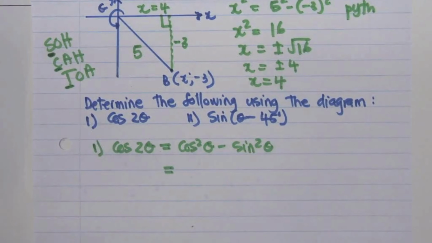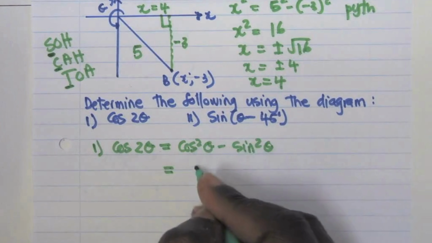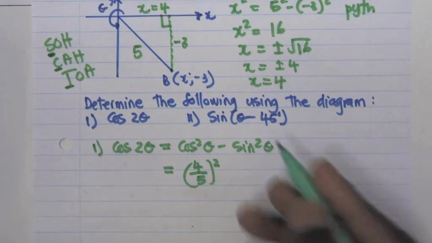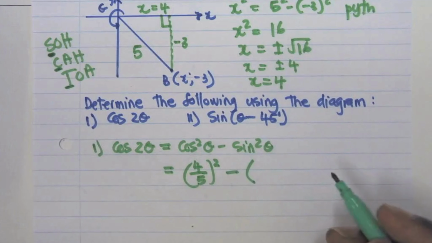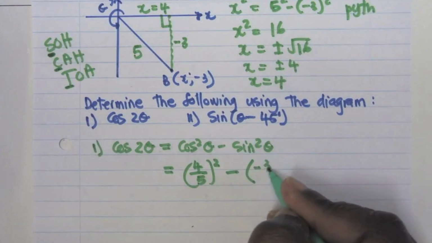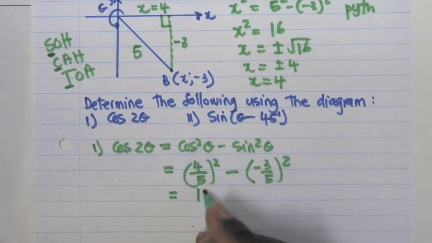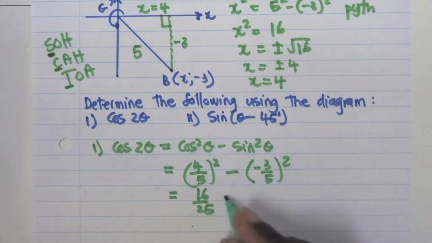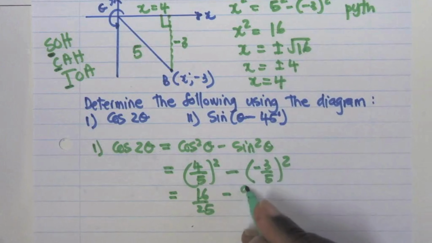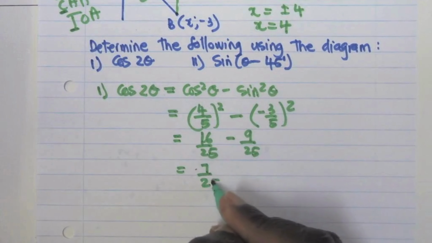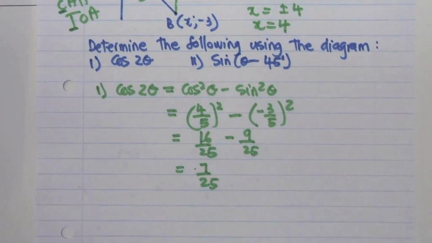Then after that, I'm going to substitute, and if I substitute, cos is 4/5, then I have to square it, minus sine is -3/5 squared. And if I simplify here, I'm going to get 16/25 minus 9/25. And my final answer is going to be 7/25.